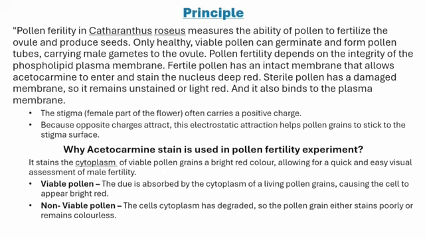Sterile or non-viable pollen has a damaged membrane, so it stains lightly or remains colorless. Acetocarmine is used because it helps to identify viable pollen easily. A bright red color indicates fertile pollen, while unstained or pale grains show non-viable ones.